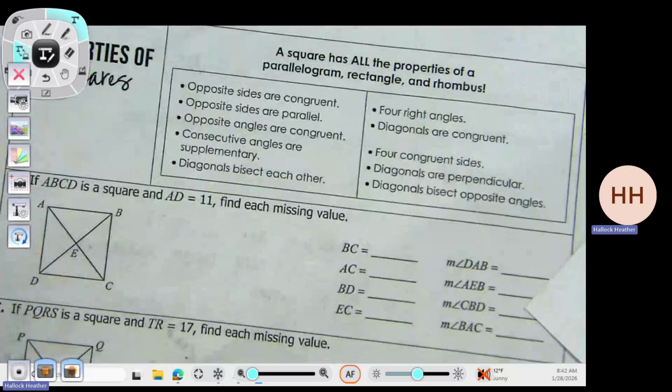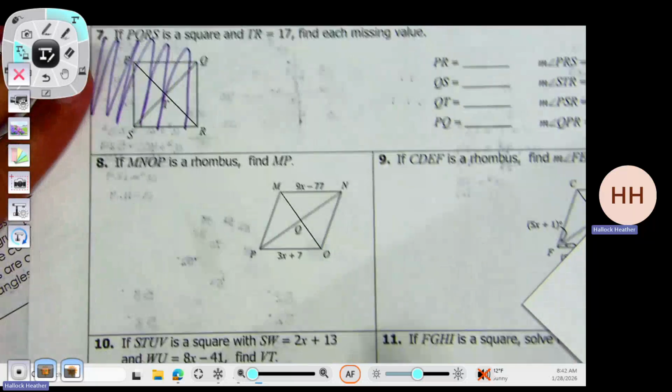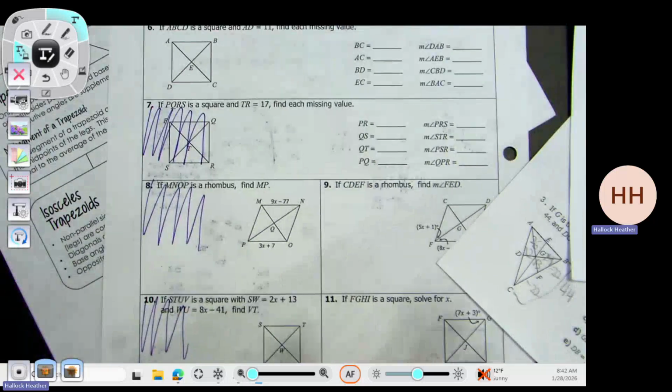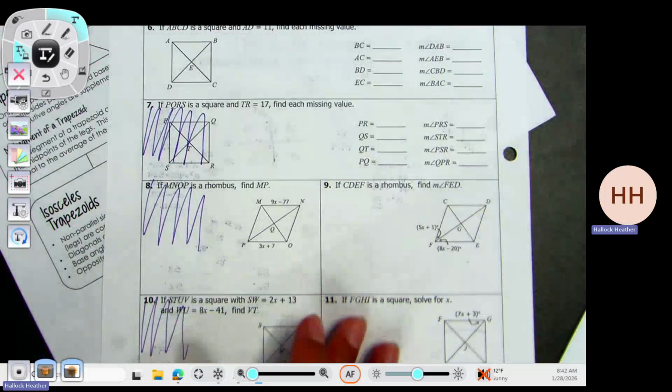Okay, let's go to the back. On the back is squares. We're not going to do all these either. We're going to cross out 7. And 6. No, we're going to do 6. We're going to cross out 8. We're going to cross out 10. So we have 3 problems left for our notes. So for our notes, let's go to number 6.